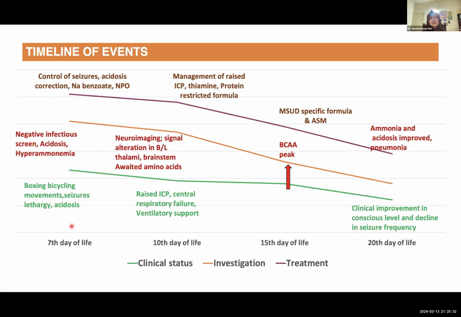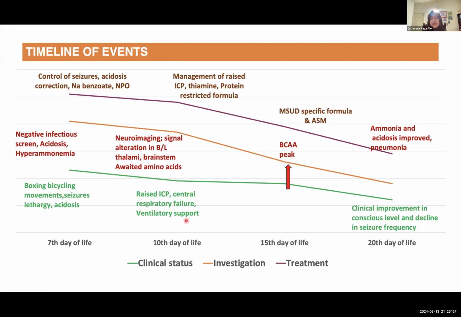So he presented at 7th day of life with bicycling movements, with a negative infection screen, acidosis, hyperammonemia. So we managed by controlling the seizures, correcting the acidosis, starting sodium benzoate, and kept him NPO. The neuroimaging gave us more clue with thalamic and brainstem altered signals, along with the posterior part of the internal capsules with the weighted amino acids. But this clue led us to start the thiamine as well with a protein-restricted formula.